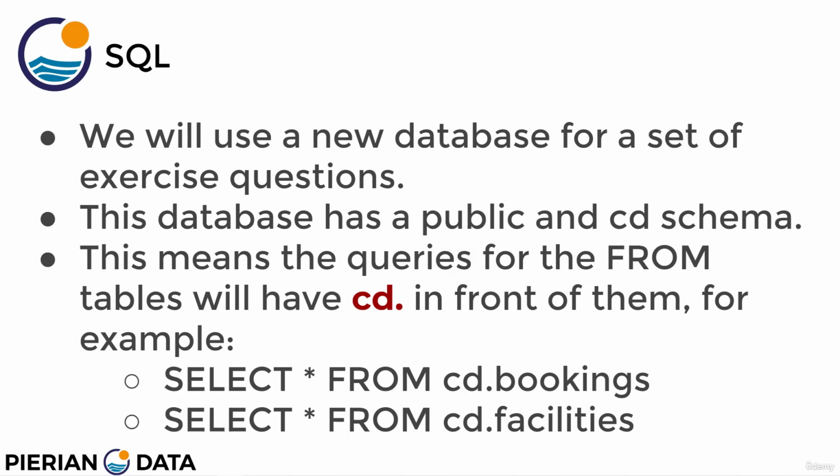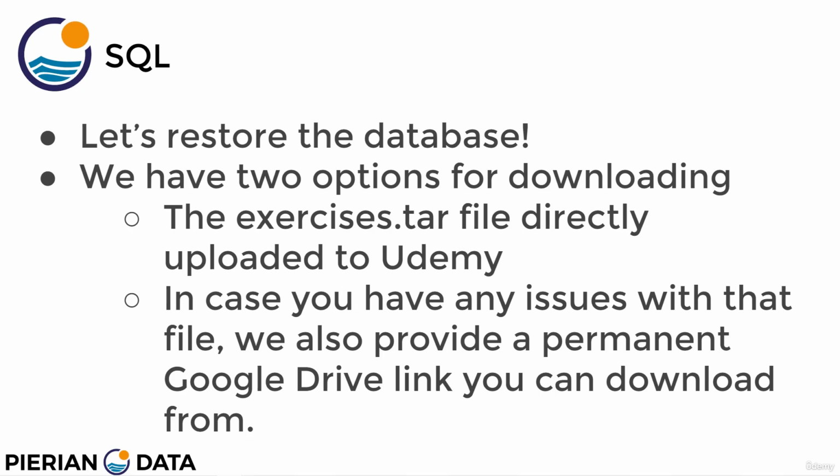There are two tables that you're going to be using: one is bookings and the other one is facilities. So you'll be doing things like select everything from CD.bookings or select everything from CD.facilities instead of just writing from bookings or from facilities. And we'll give you a quick little tour of the actual schema and tables after we're done restoring. So let's go ahead and restore the database.